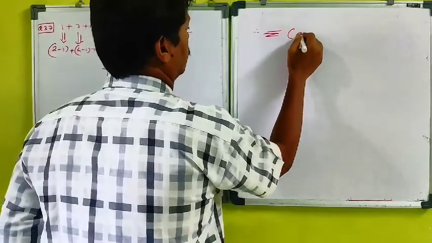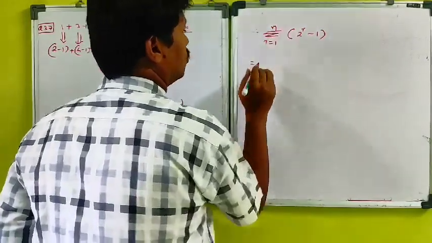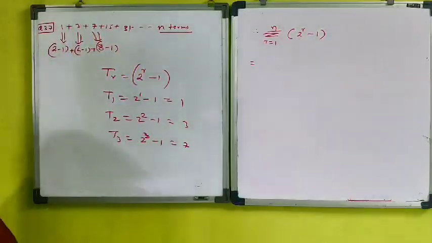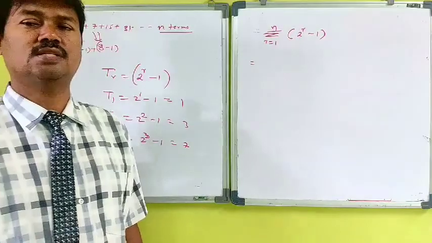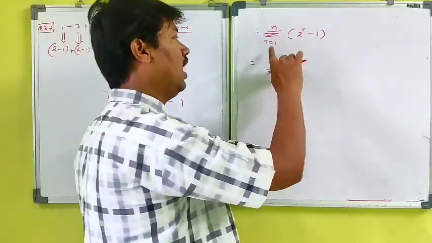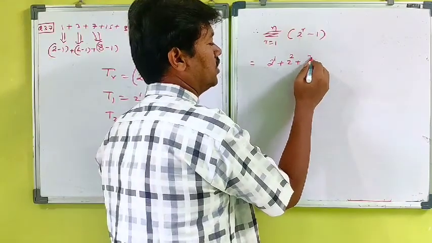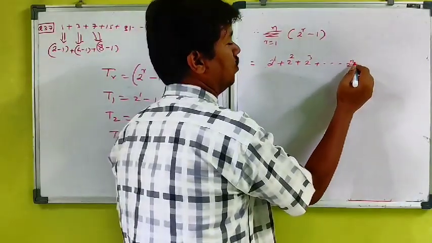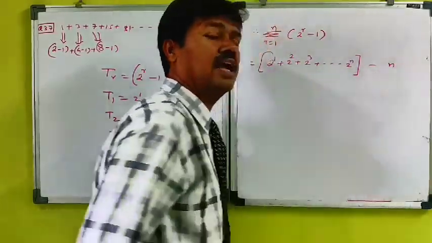This is the summation of 2 raised to r minus 1, where r is from 1 to n. This you have to do. So in this case, what is the summation? For r equal to 1, it is 2 raised to 1, 2 raised to 2, 2 raised to 3, up to 2 raised to n. And here it is 1, 1, 1, n times, so it is n.